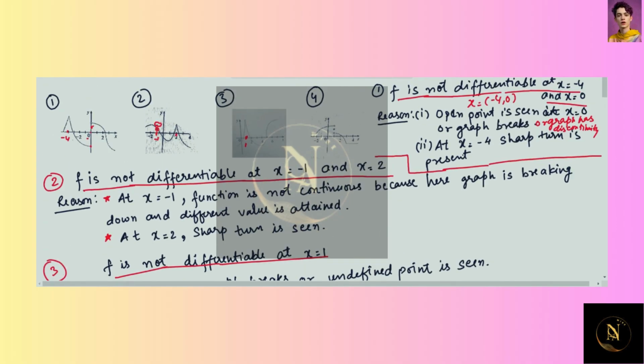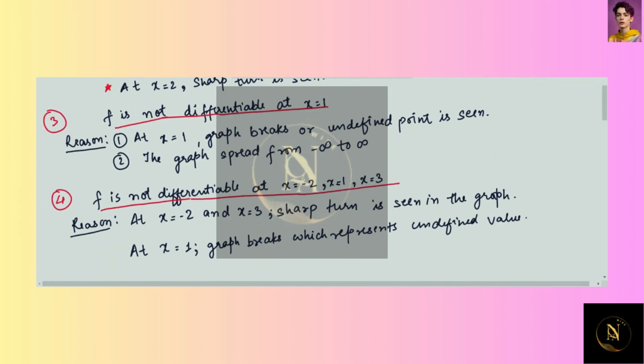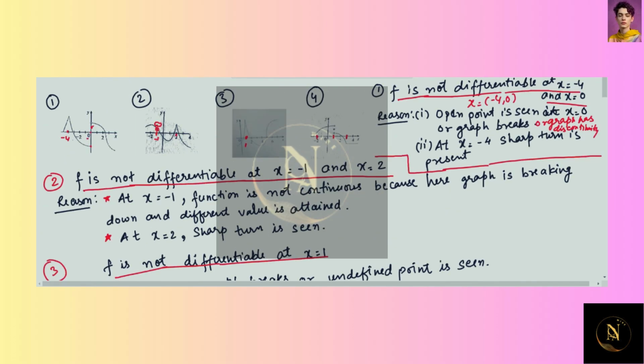So minus 2, 1 and 3. Wherever a sharp turn is seen, that is not differentiable. So at x equals minus 2 and x equals 3, we can see here the sharp turn. So that's why this is not differentiable.